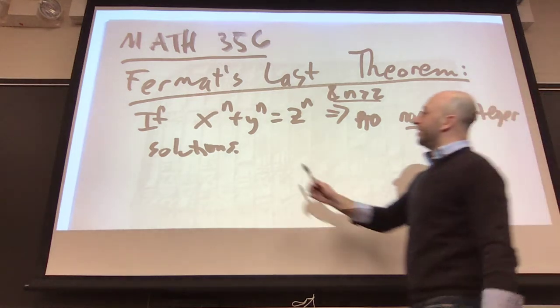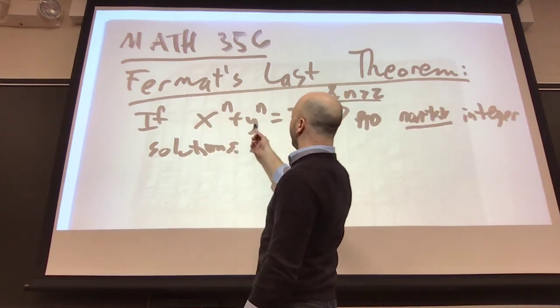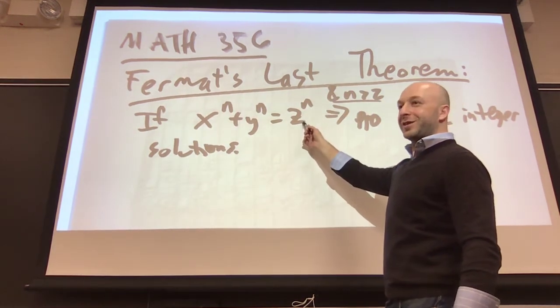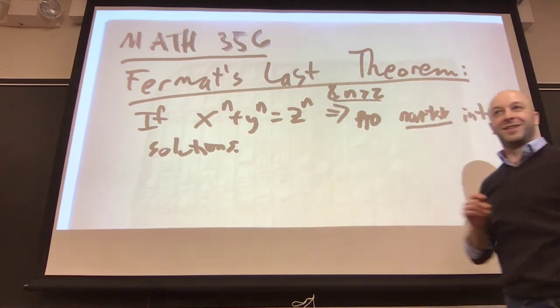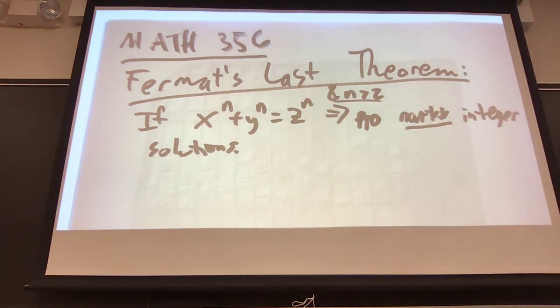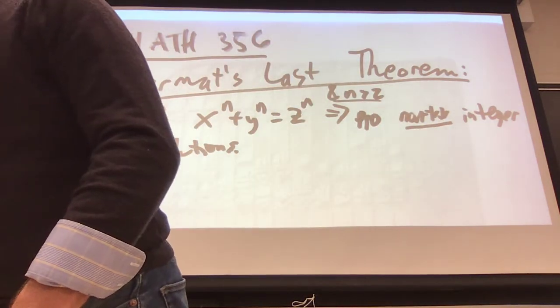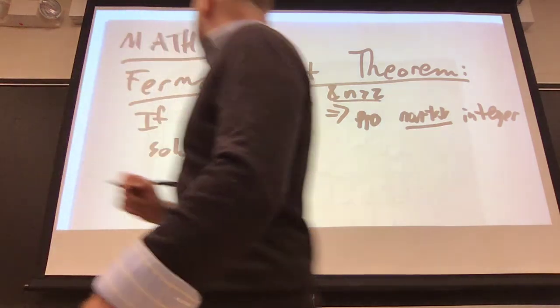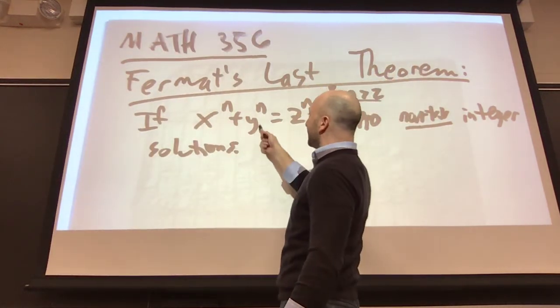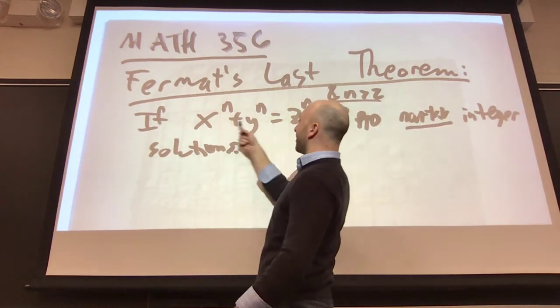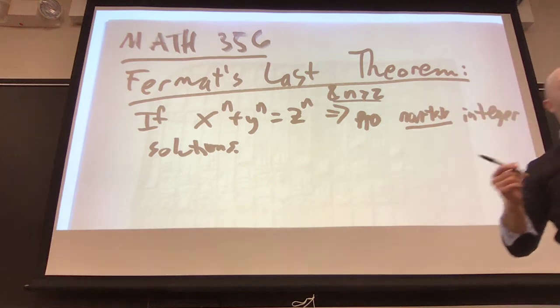1, 1, 1. 1 to the n plus 1 to the n is 2, which is not 1 to the n. 1, 1, 1 would be a good solution, except it doesn't solve the equation. There are other solutions that we should be able to eyeball. Tell me your name again. Xiang. Right. 1 to the n plus 0 to the n equals 1 to the n. Also, 0 to the n plus 1 to the n is 1 to the n. So there are a bunch of these.